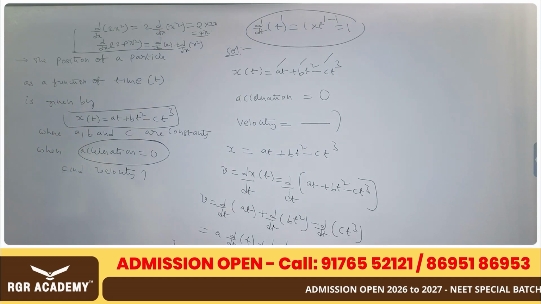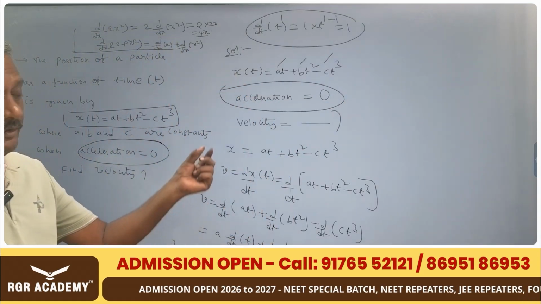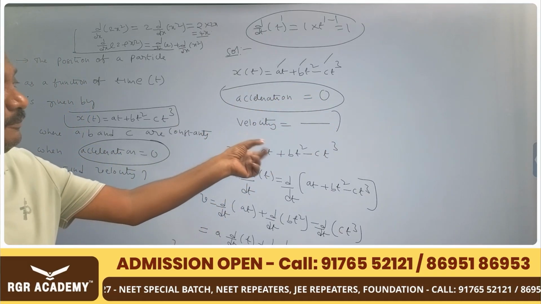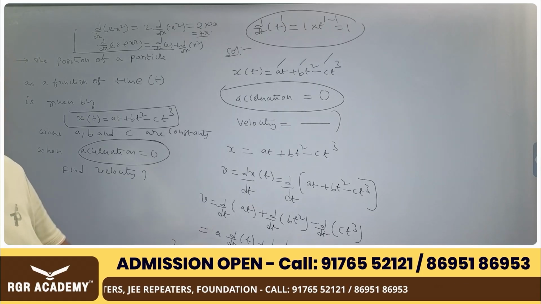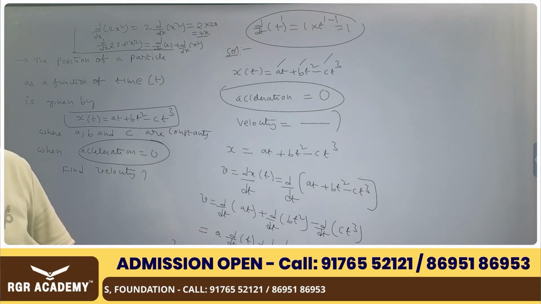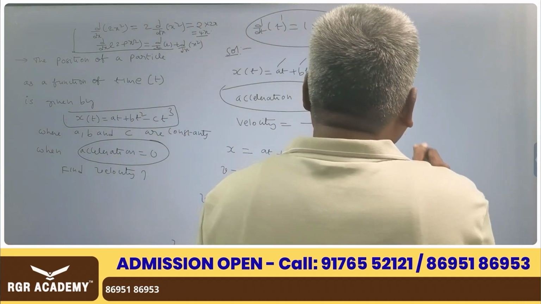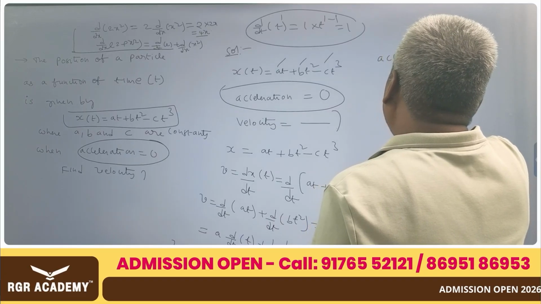Now, everyone observe this condition carefully. When acceleration becomes 0, velocity becomes what? This is velocity only. If you differentiate once again, then you get acceleration. But what is acceleration?